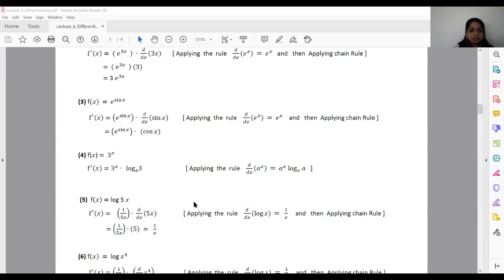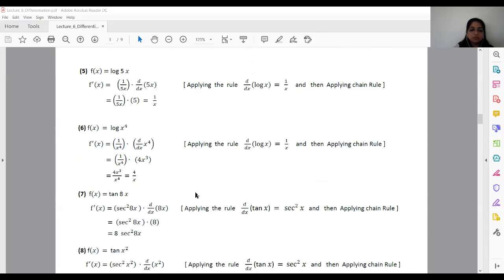Now, the next example is from the logarithm, that is log 5x, right? For log 5x, this is the log, and we know the derivative of log x is 1 by x. So this is our theta, x is our theta. So 1 upon theta. Here our theta is 5x. So 1 upon 5x. Then apply chain rule. So d by dx of 5x, that is 5. Both 5 will be cancelled. So our answer is 1 by x.